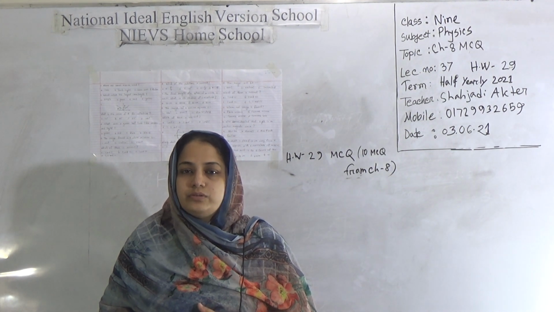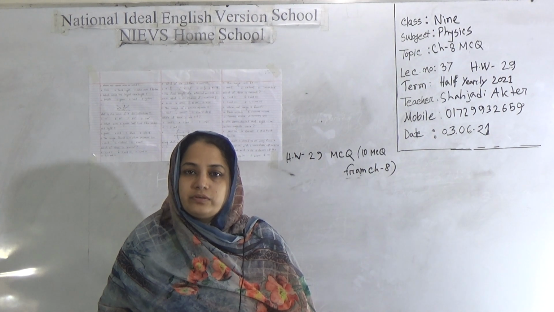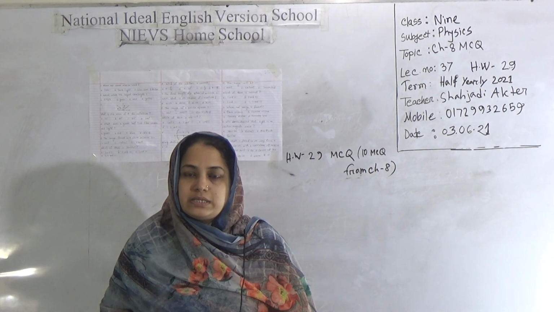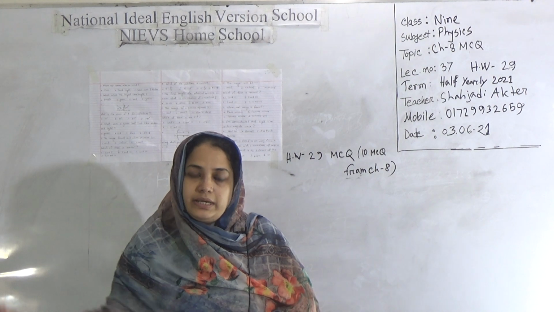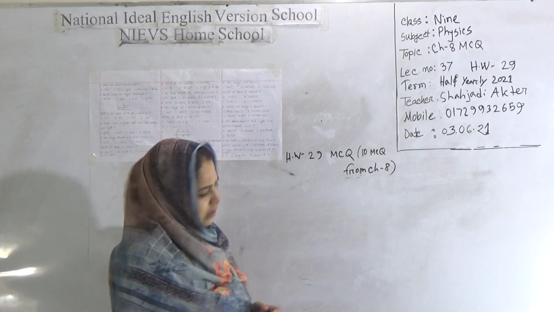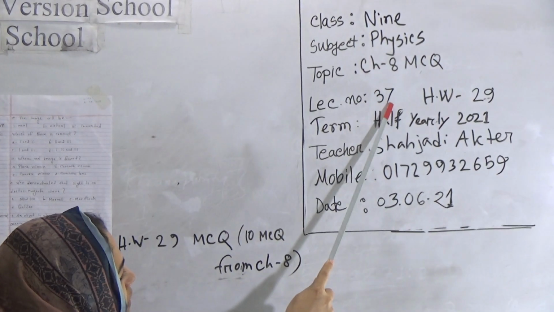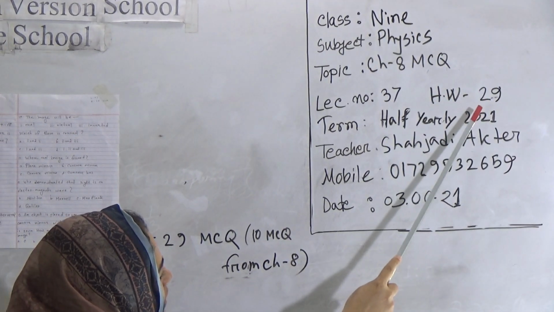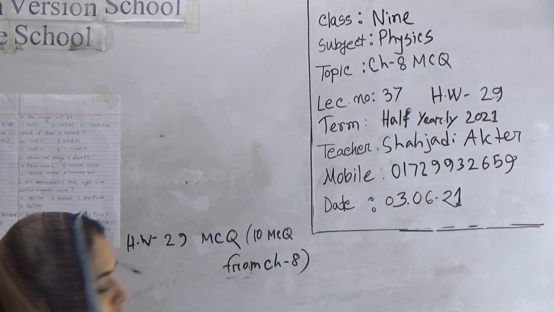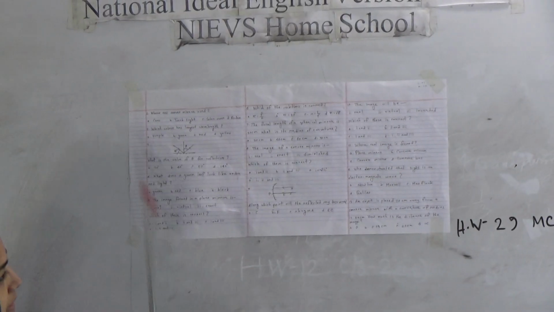Today, I am going to take a physics class for class 9 students. My dear students, our today's topic is Chapter 8 MCQ, lecture number 37 and SW number 29. My dear students, let's start our class. Today we will discuss MCQ from Chapter 8.